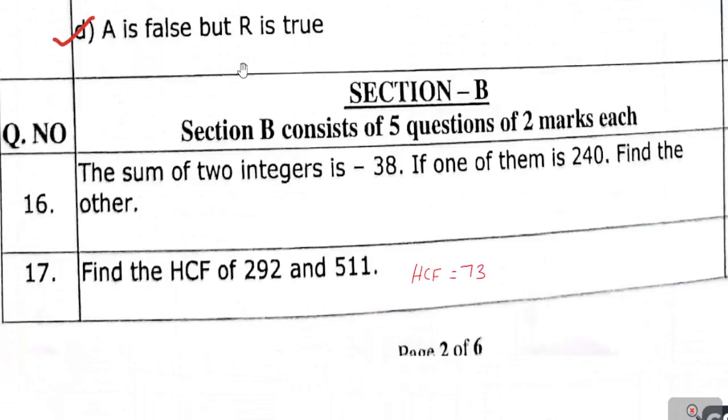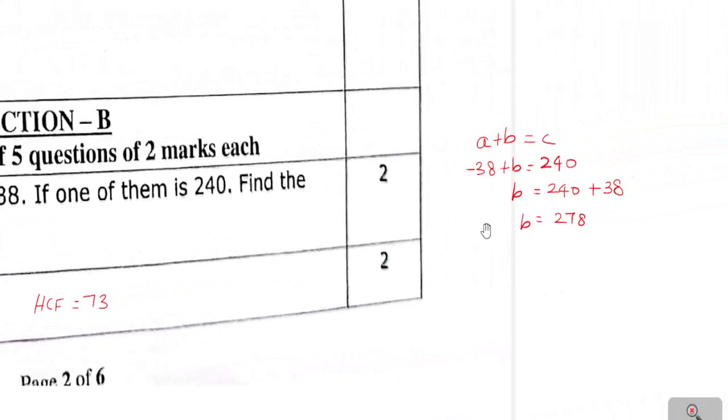Okay. Now section B questions. The 16th question. The sum of two integers is minus 38. If one of them is 240, find the other. So this can be written as: the sum of two integers can be written as a plus b equal to c. Here a plus b equal to c. Instead of a, one given number is minus 38. You have to find another number. The result of the sum is 240.